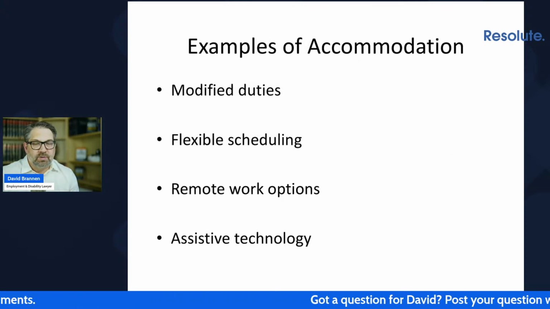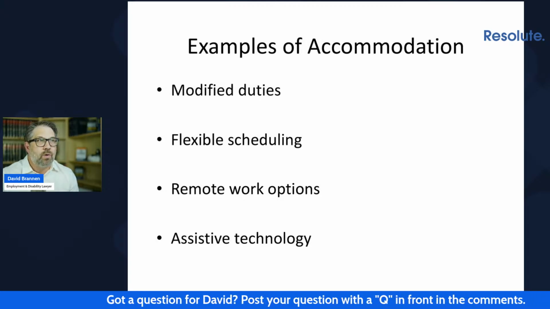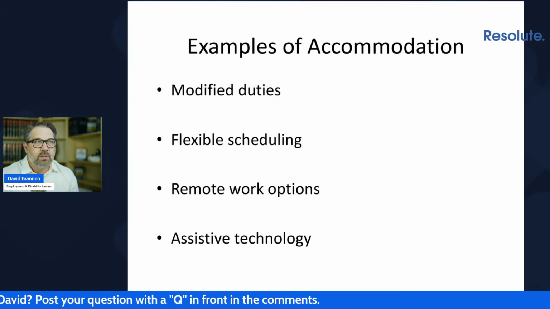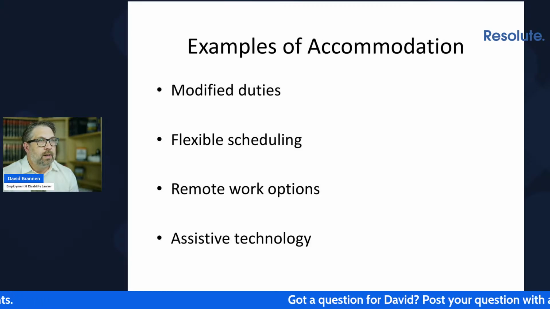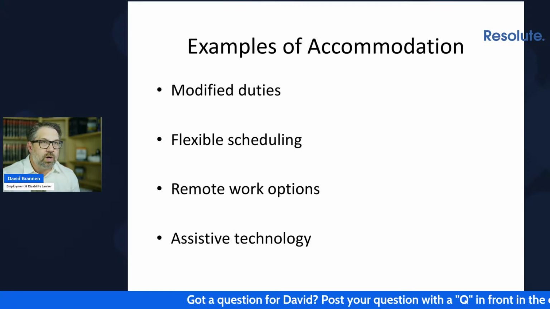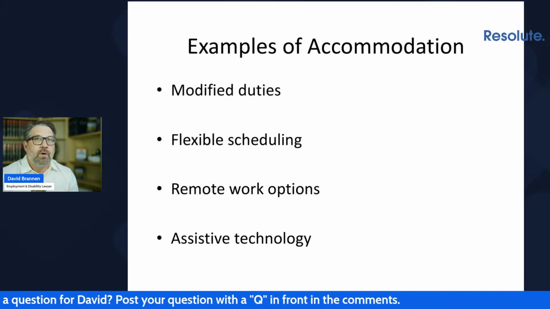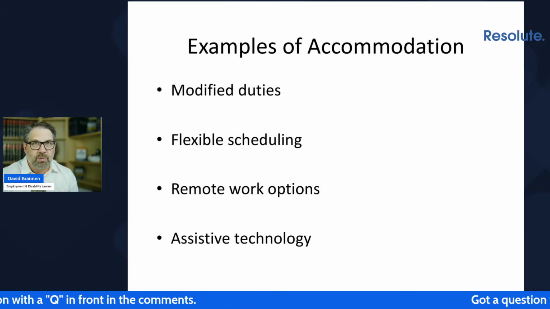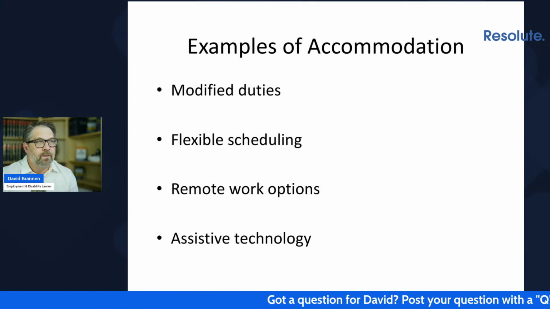Now, what are some examples of accommodations that you can look at here? It can take many forms. Common accommodations we see are adjusting job duties, providing lighter work, allowing flexible schedules, different shifts, offering remote work options, providing assistive technology. The key point about accommodations is they're removing barriers so you can do the job to the best of your ability. That's the ultimate definition of what we're looking at.